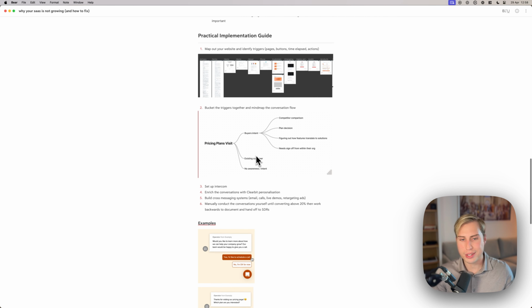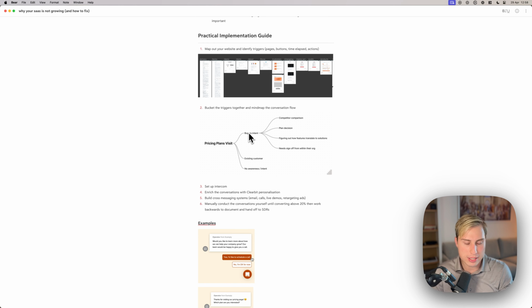Okay. The second one is they're an existing customer of ours. They're just looking at the pricing page because they're thinking about upgrading or downgrading. And then the third one is someone who just found us. They haven't really read too much into our features and benefits yet. So they're not ready to buy. They don't have buyer's intent, but they just have a little bit of awareness, right? So that's the third part.